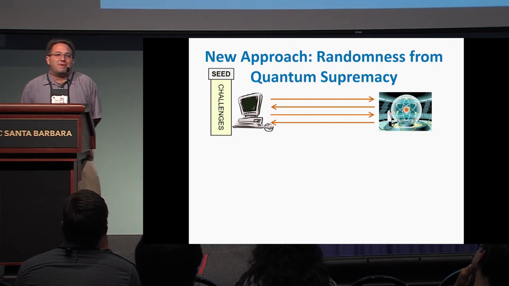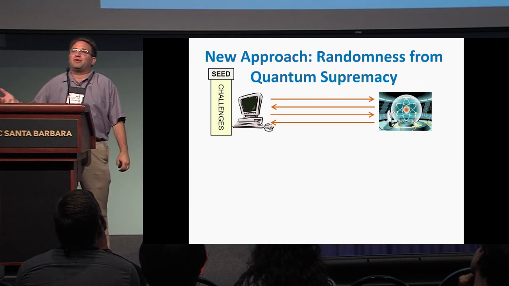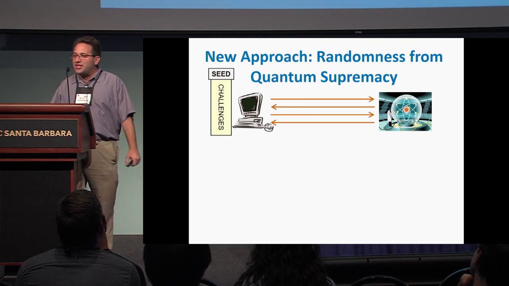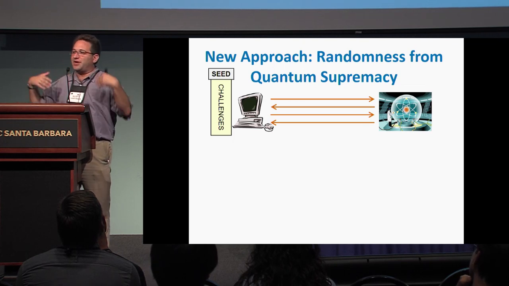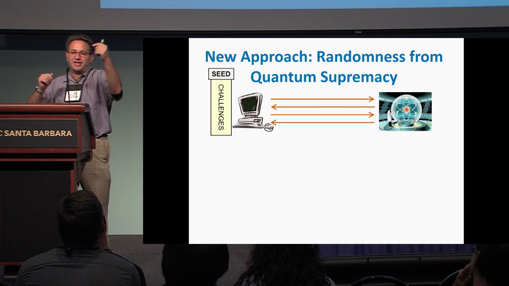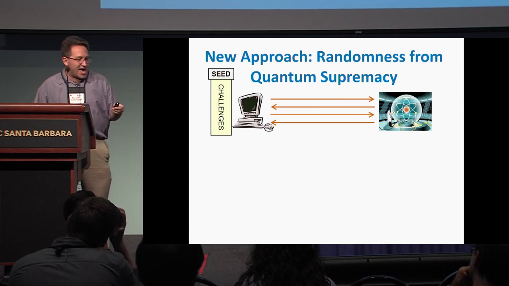The challenges will basically have the form: give me a sample from the output distribution of this quantum circuit. And the client will demand back the responses within a very short amount of time, let's say half a second for each. And it will wait for each response before sending over the next challenge.